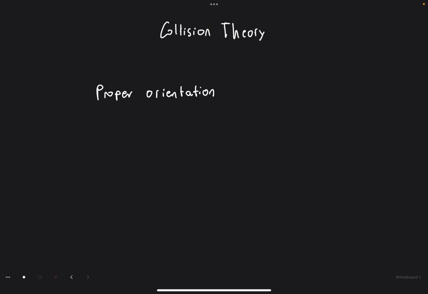In addition to that, there also has to be enough energy to overcome activation energy. If there's not enough energy, the reaction won't take place.